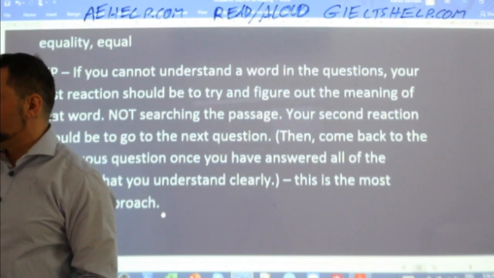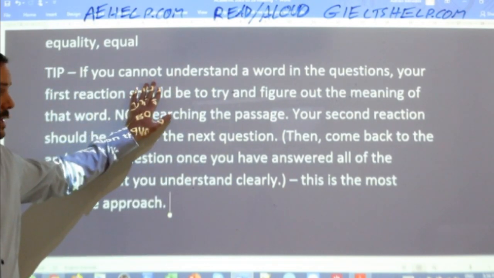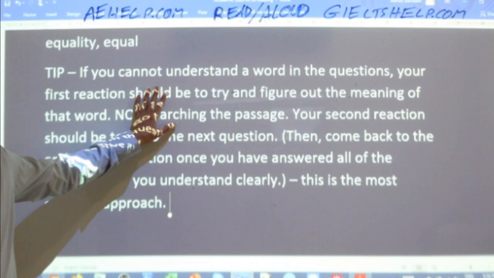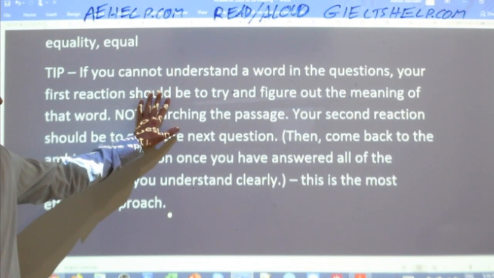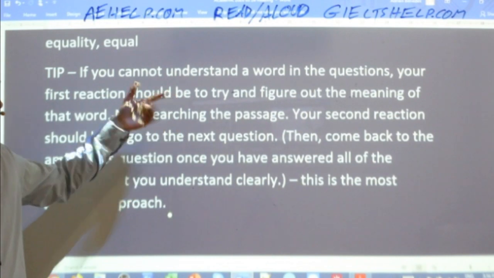All right. Again, if you don't understand a word in the question, don't immediately start to search for it in the passage. That's not effective. Okay? Instead, try to figure out the meaning of the word from context. If you can't get it, go to the next question.